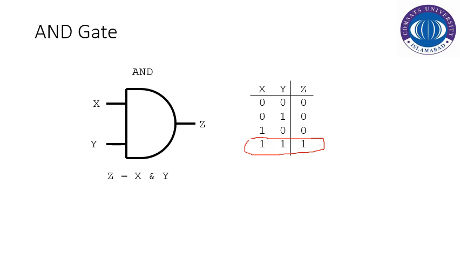In Boolean algebra, which we are going to study later on, we use two operators. One is the dot operator, and one is the plus operator. The dot operator represents the AND operation, and the plus operator represents the OR operation in Boolean algebra. So I can also represent z as x dot y.